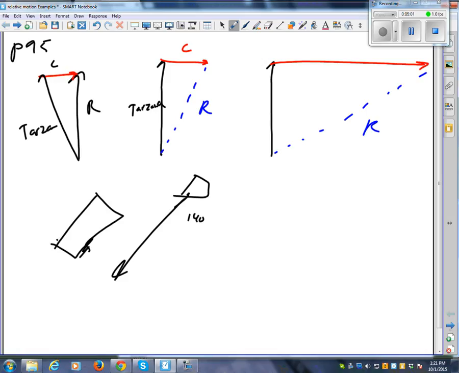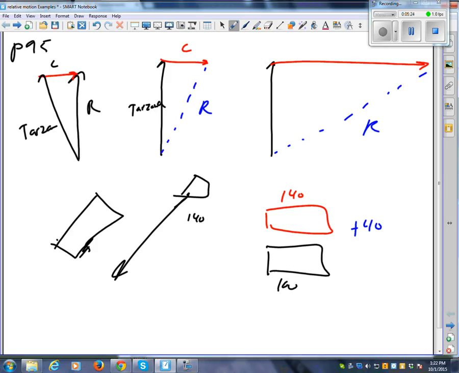So, what is your speed relative to the police car if you're doing this? I'll do it sideways here. If he's doing 100 and you're doing 140, what's your relative velocity? Well, it's only plus 40, right?